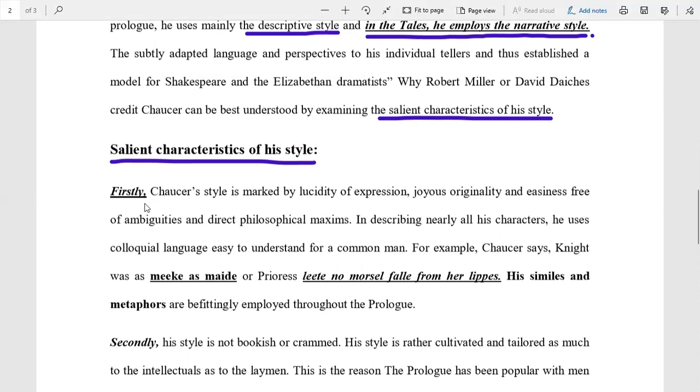First, the very first, Chaucer's style is marked by lucidity of expression, joyous originality, and easiness, free of ambiguities and direct philosophical maxims. What is found in his style? Lucidity of expression, first thing. Joyous originality is the second thing. Easiness and freedom from ambiguities, third thing. And direct philosophical maxims.